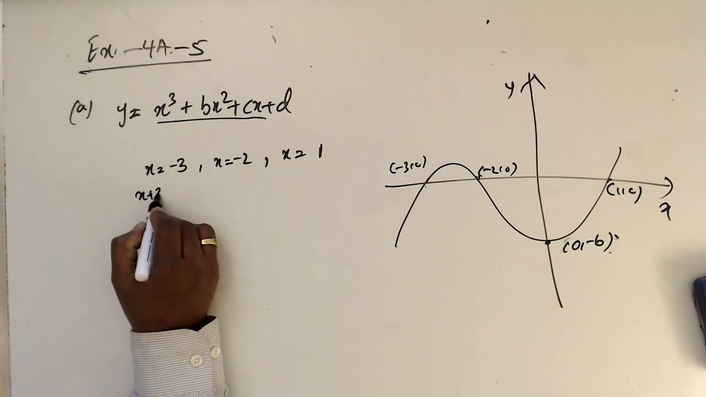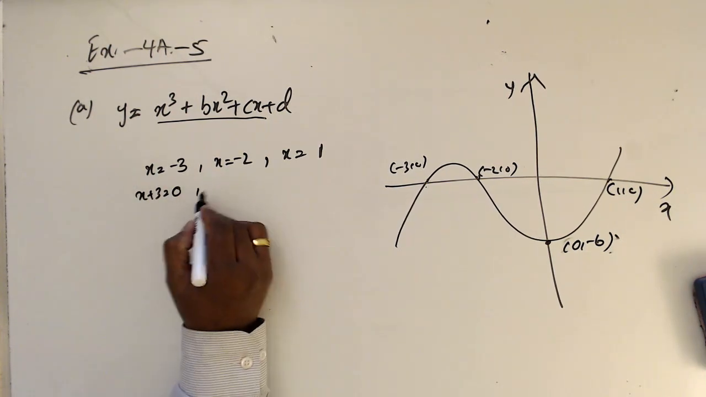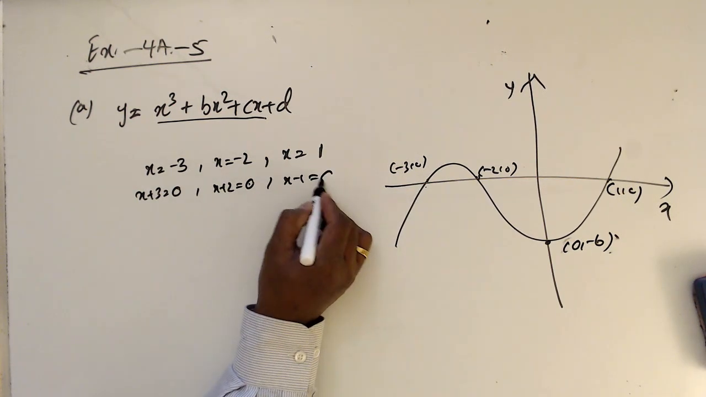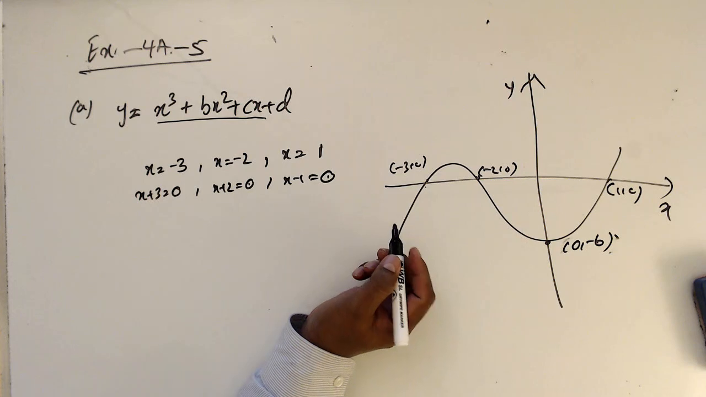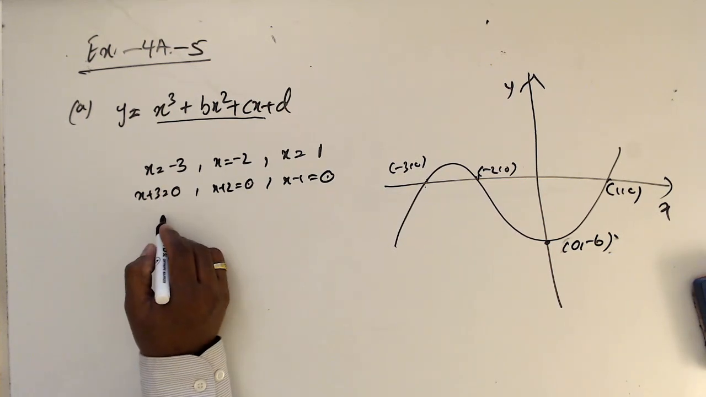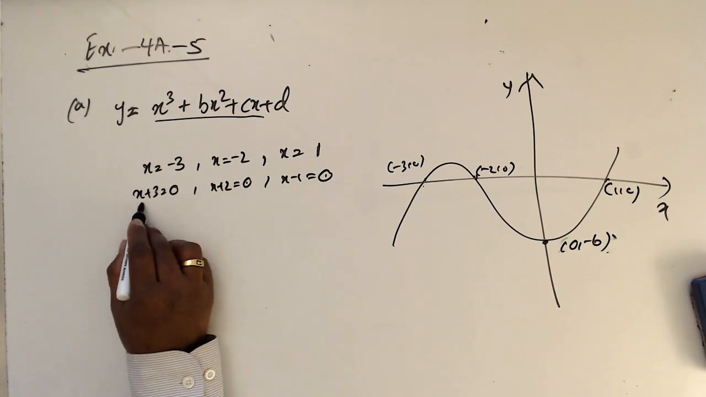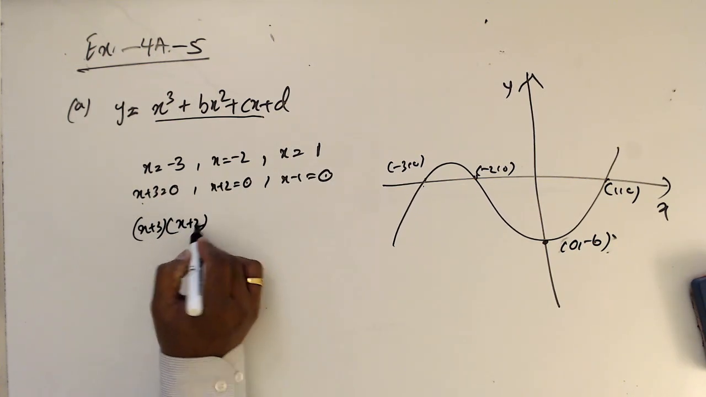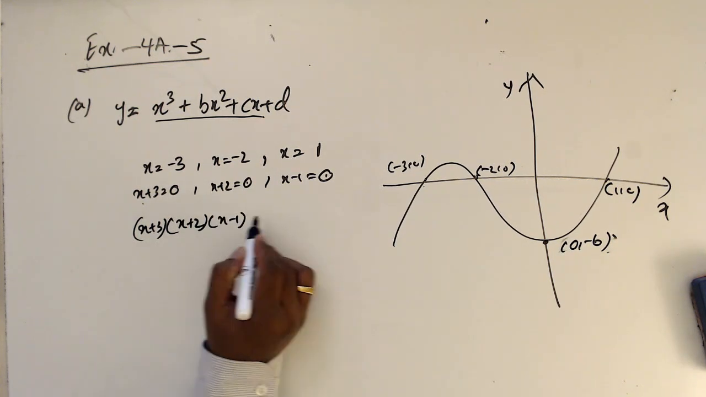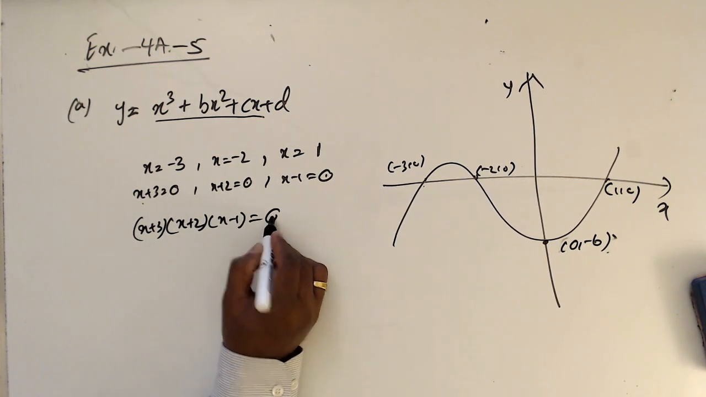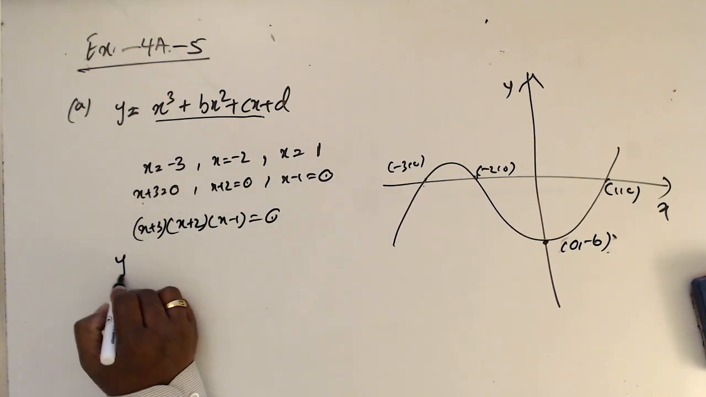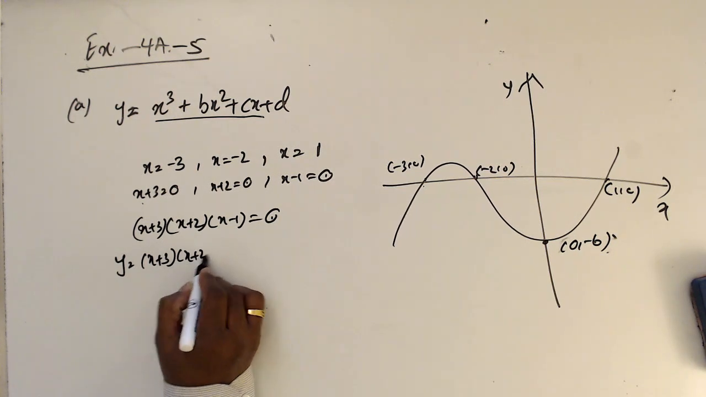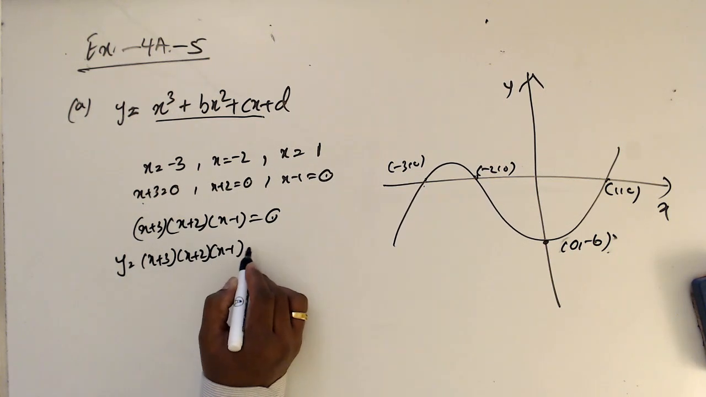Then it means x plus 3 equals 0. I bring to this side. x plus 2 equals 0. And x minus 1 equals 0. Now we'll multiply all together. x plus 3 times x plus 2 times x minus 1 equals 0. Then I can take this as y equals x plus 3, x plus 2, x minus 1.